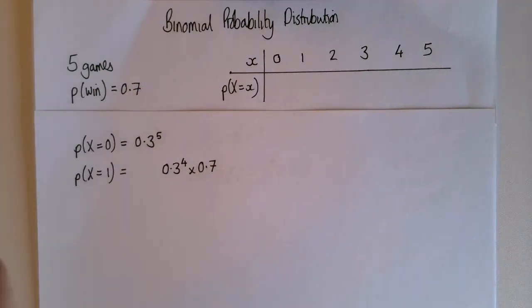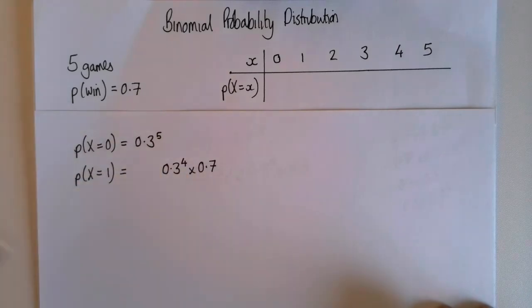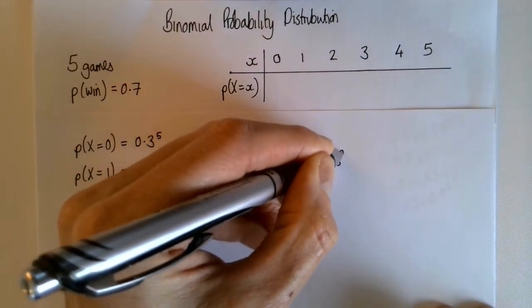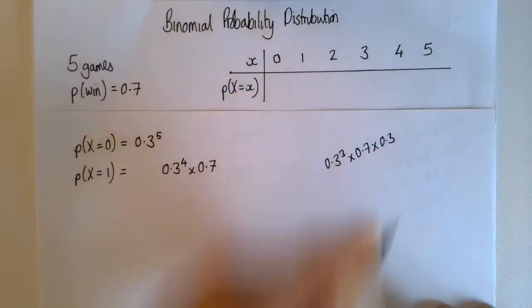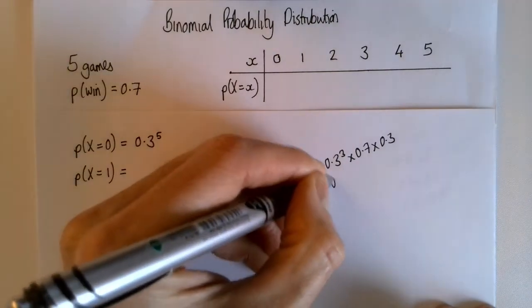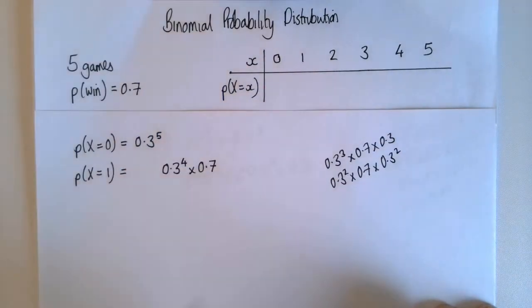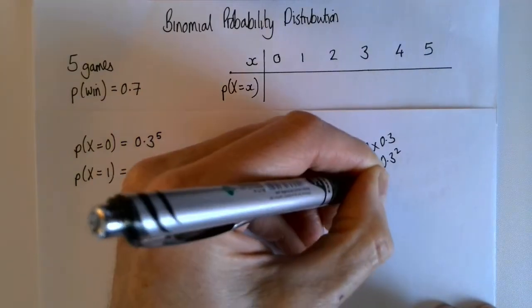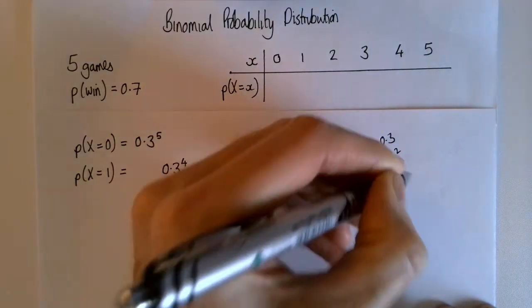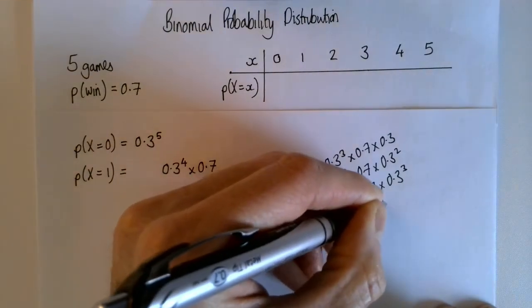But that's not the right answer to what's the probability I win 1 game. This is only one way that could happen. This is Jacob winning the first 4 and me winning the last. But Jacob could win the first 3, I win the 4th, and then he wins the last. Or he could win the first 2, I win 1, and then he wins the last 2. Or he might win the first 1, I win 1, and he wins the next 3. Or I win the first and he wins the next 4.